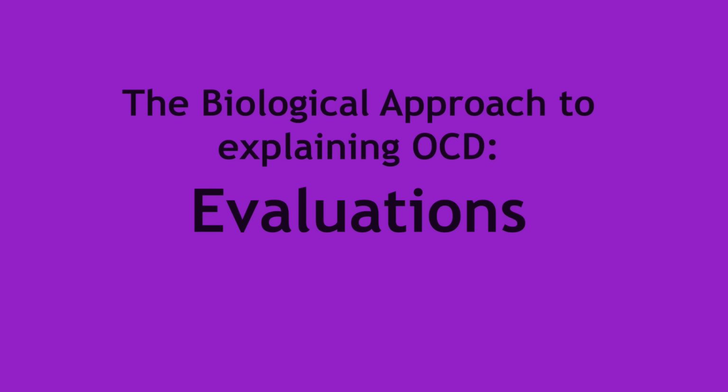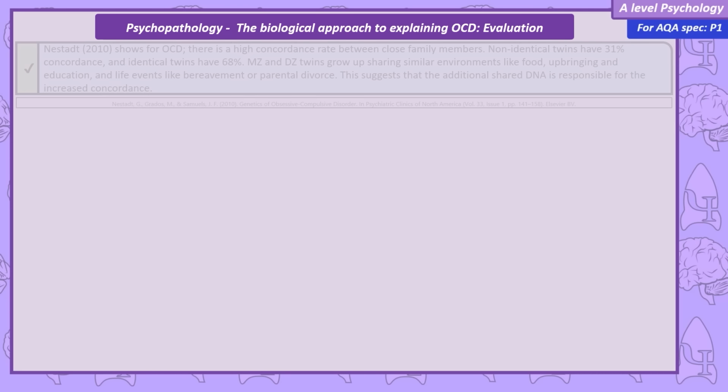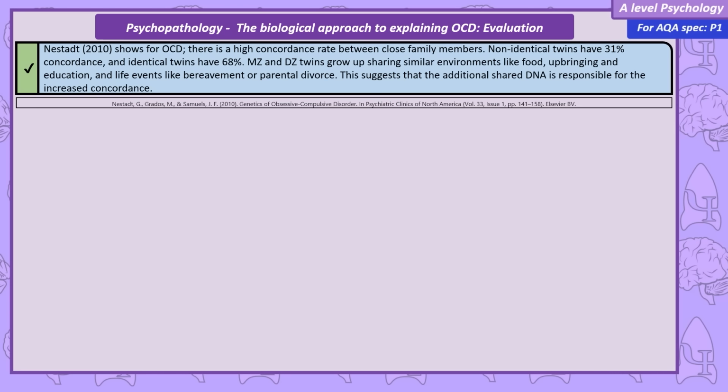The biological approach to explaining OCD: evaluations. The fact that there's a high concordance rate between close family members, shown by the data provided by Nestadt, suggests that there's a genetic origin to OCD. Closer relations share more DNA and have a higher concordance rate. This is because if you share more DNA, you have a higher chance of sharing the parts of DNA that cause the OCD.